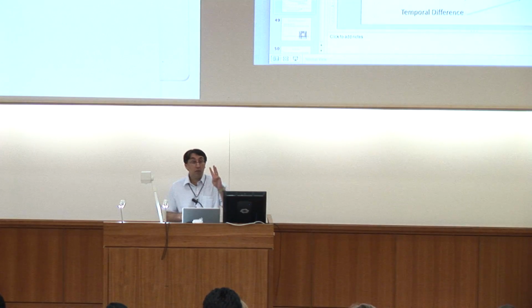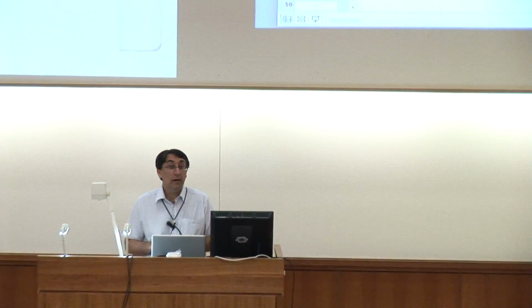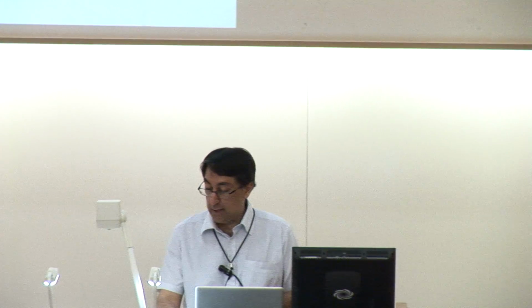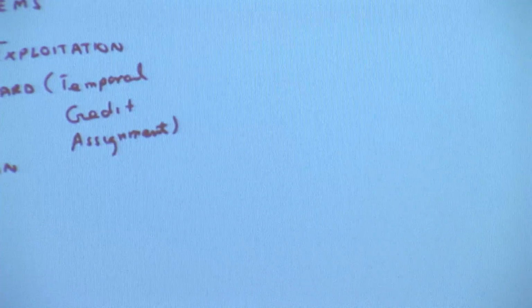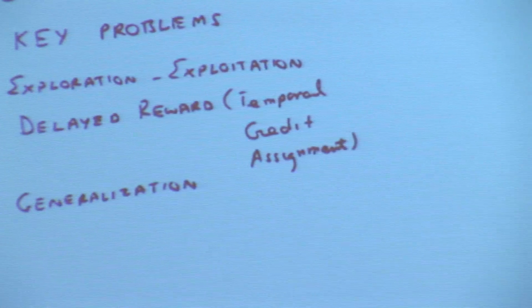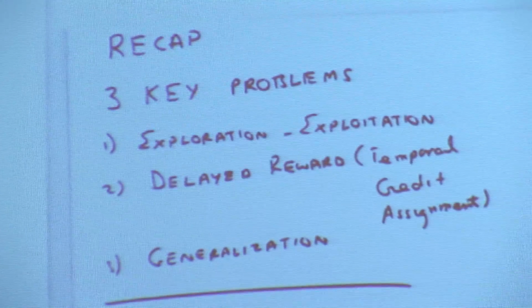I talked about 3 key problems in reinforcement learning, 2 of which distinguish reinforcement learning from supervised and unsupervised learning, and those are exploration, exploitation, and the delayed reward problem. And of course, the generalization problem that's common to all machine learning. And as I said to you, I won't be talking very much about the generalization problem. So we started with bandits.